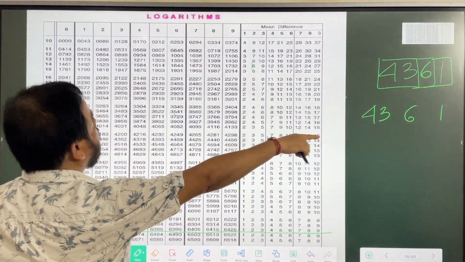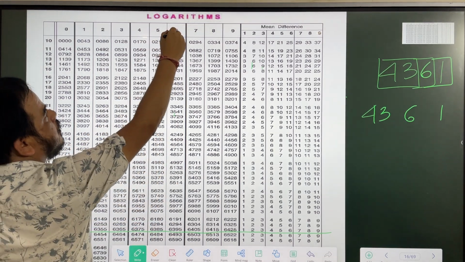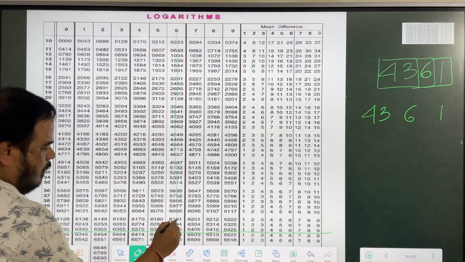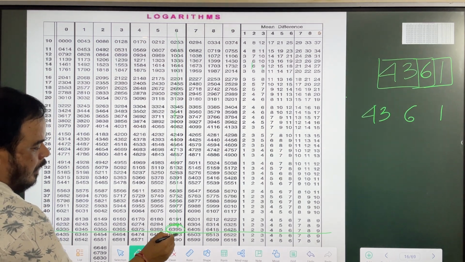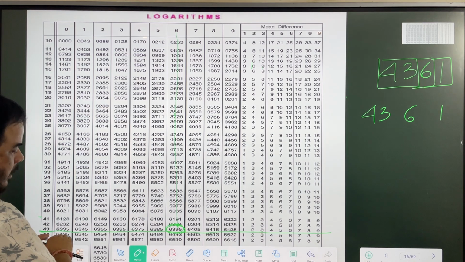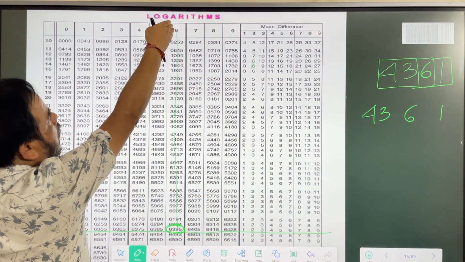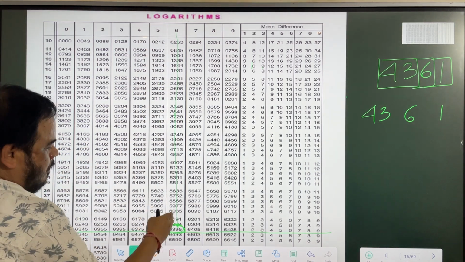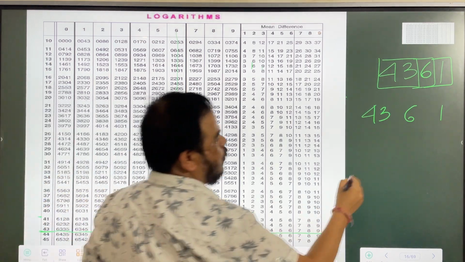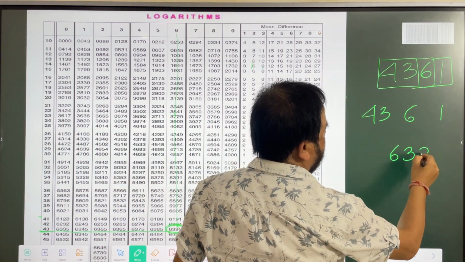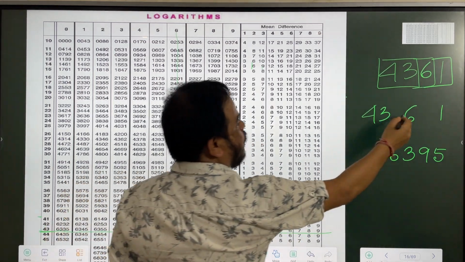Next 6 is there. So I will see the column of 6. This is 6. So from here I am drawing a line. Here I have got a number. This is the line for 43. Touching here, 6395. So 6 finished. Now 1.